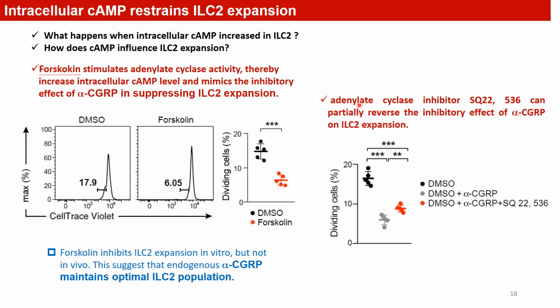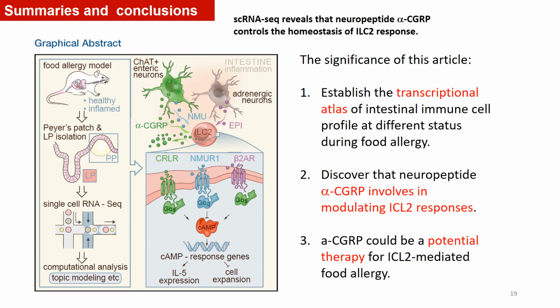On the other hand, the author also used the adenylate cyclase inhibitor SQ22536, and they observed that this can partially reverse the inhibitory effect of alpha-CGRP on ILC2 expansion. Now let's go over the graphic summary of the entire article and refresh the significance of this article.